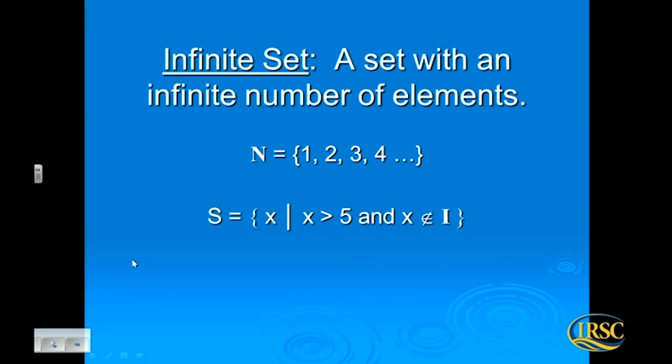This set that we did earlier was the example of what you had to write in set builder notation: the set of all elements x such that x is greater than 5 and x is not an integer. This is an infinite set. And if you think about it, this is a set that cannot be put into roster form. What would be the lowest number in this set?